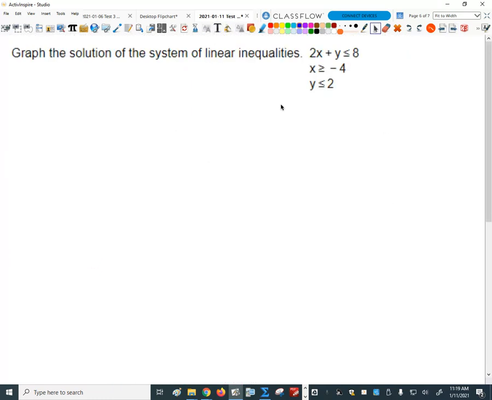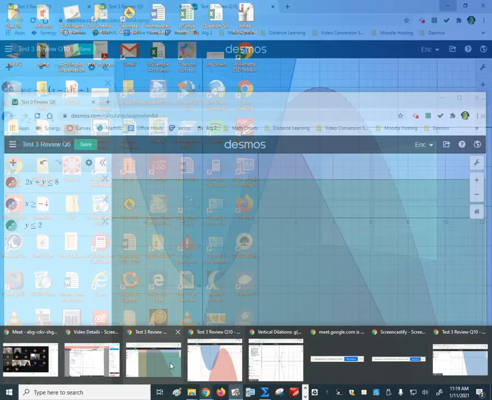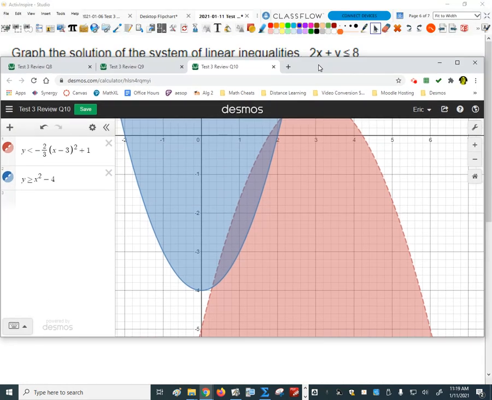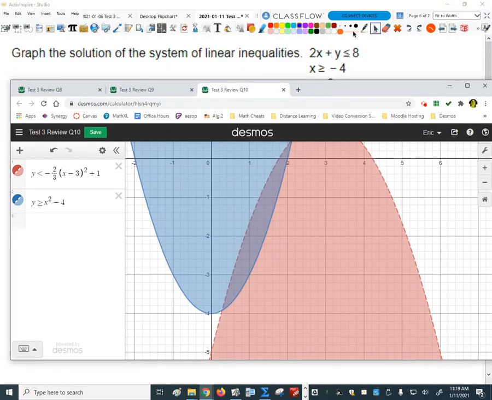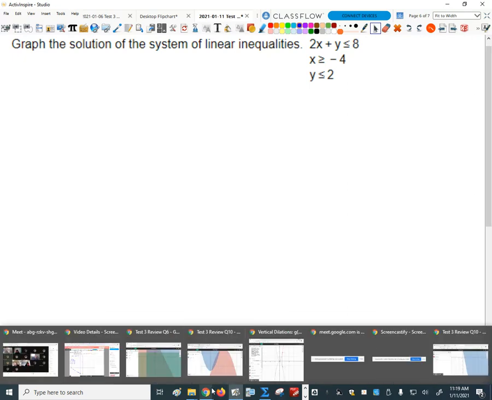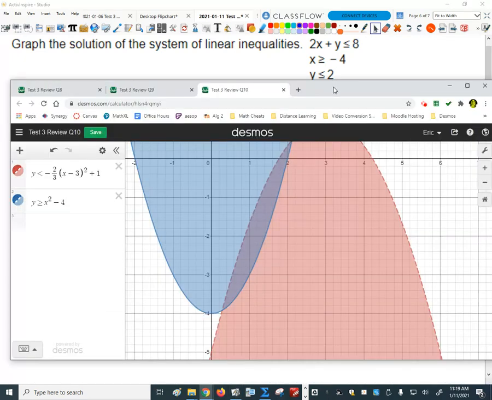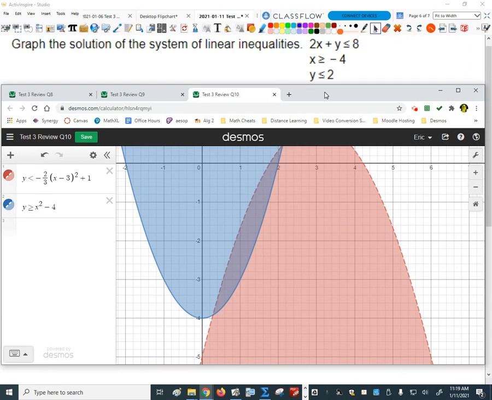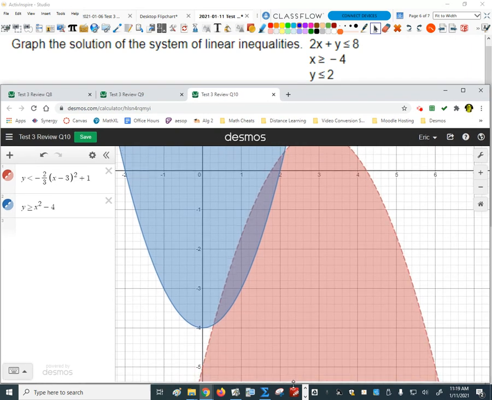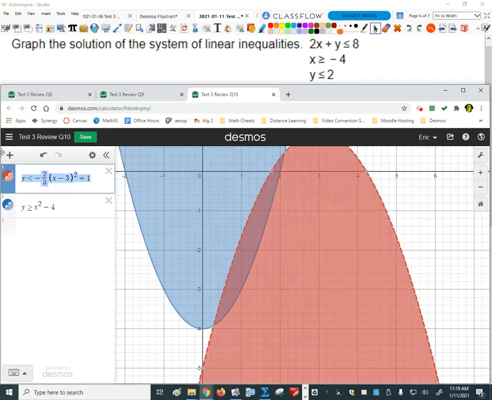Graph the solution of linear inequalities. All right, this is no big deal. Take that. That's what we did in our honors class today. It's kind of weird looking stuff, isn't it? Okay, so let's try this out.